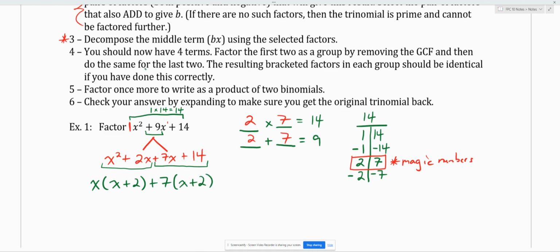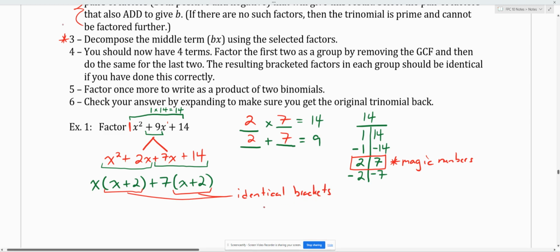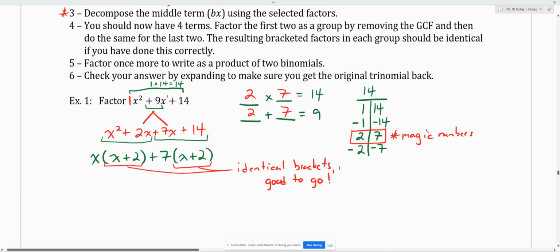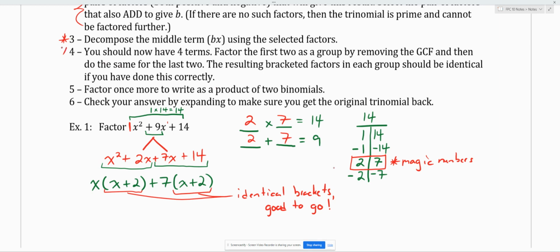Now you're going to notice something. Well, I got x plus 2 twice. That is a good thing, and you should be happy when you see it. So here and here, if we get identical brackets, you are good to go. That's a good thing. If they're not identical, we can't do our next step.